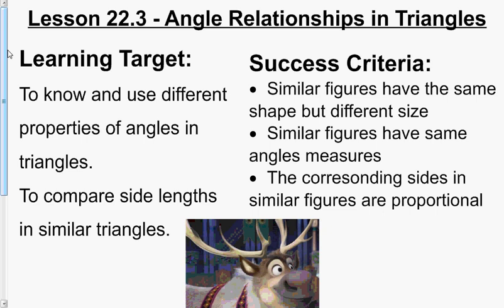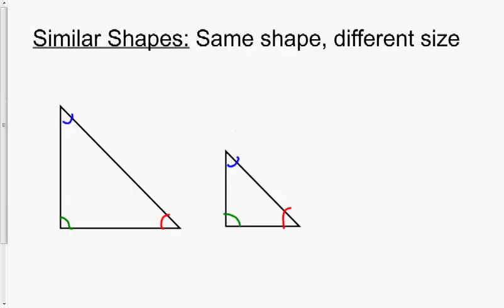So we're going to finish up this lesson on angle relationships and triangles by talking a little bit more about angle relationships, but also talking about this second learning target, which really connects to all the success criteria. The one thing that's a little bit different is we're talking about similar figures, and we're going to talk about their sides a little bit too. I know this is a lesson on angles, but they've got in this third part a little bit more about sides as well. So just as a refresher, similar shapes have the same shape but different size. So it's a bigger or smaller version.